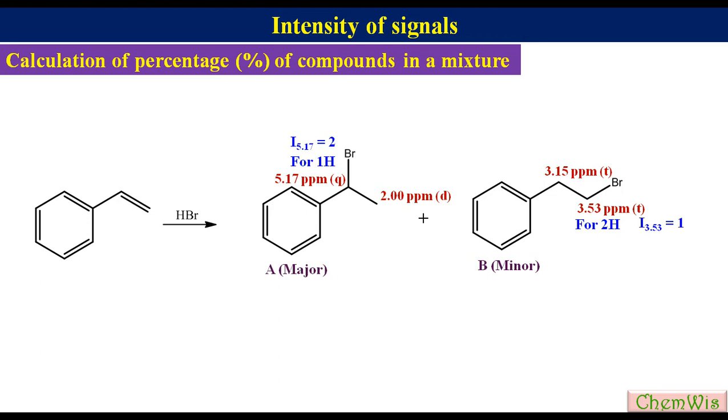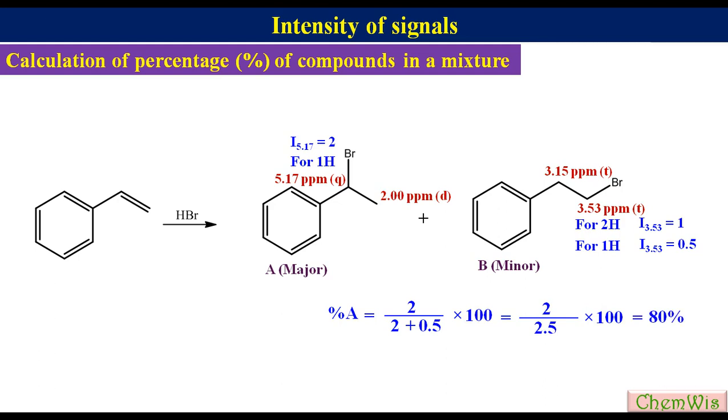For calculating percentage, the relative intensity of the two signals under consideration should be for the same number of protons. So, the relative intensity for the signal at 3.53 ppm for one proton will be 0.5. Thus, percentage of A is equal to 2 upon (2 plus 0.5) into 100, which is equal to 2 upon 2.5 into 100, which is equal to 80%. So the percentage of B will be equal to 20%.